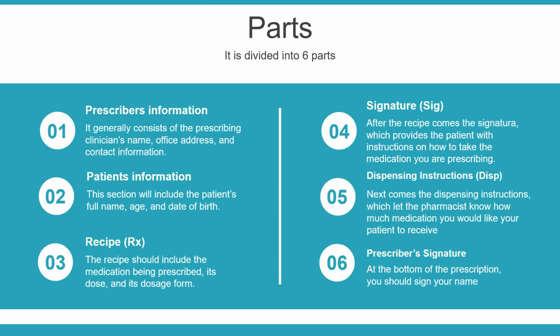Then we have dispensing instruction. This is for the pharmacist. This is not for the patient, this is for the pharmacist. We just saw about the subscription. This part comes in the subscription. So in the dispensing instructions, this lets the pharmacist know how much medication the patient should receive. This includes the amount of medication the patient has to take, and in what form it has to be given to the patient. Everything is mentioned in this part.